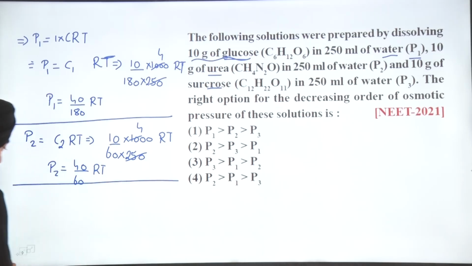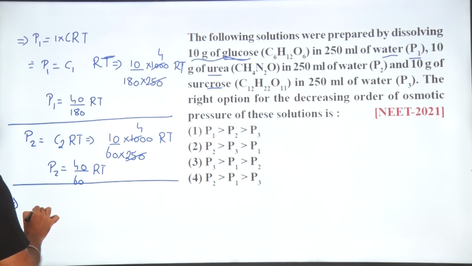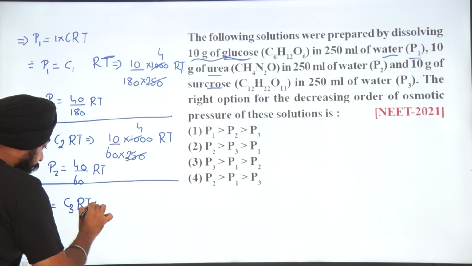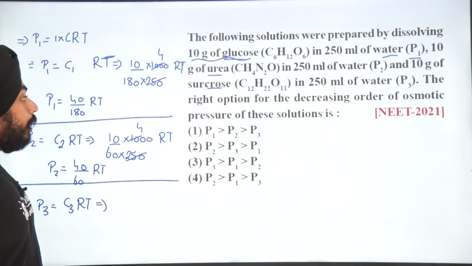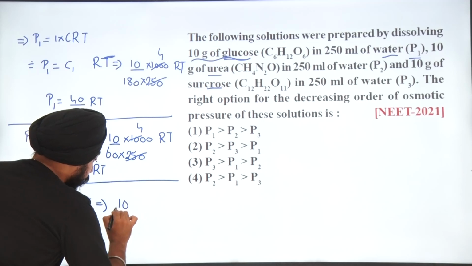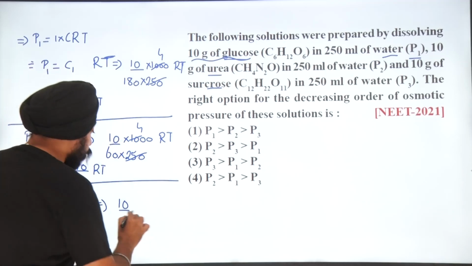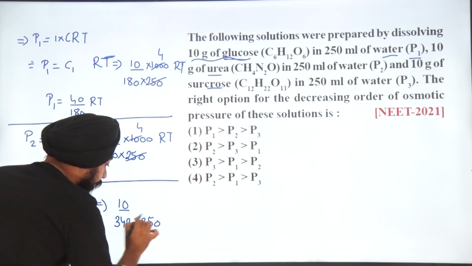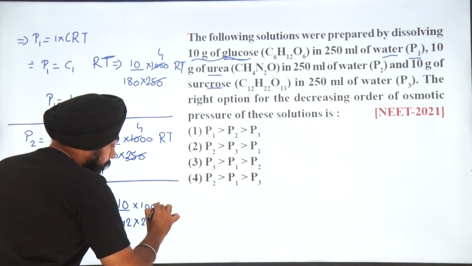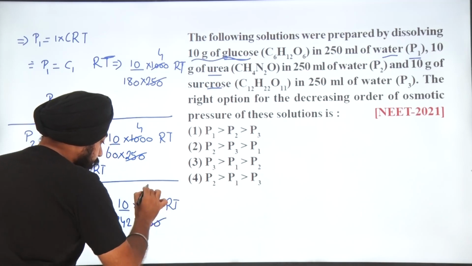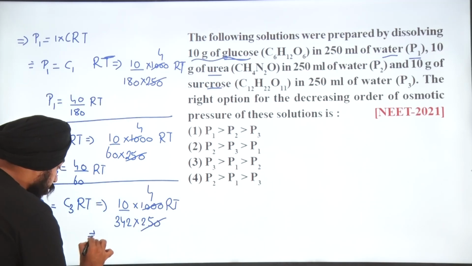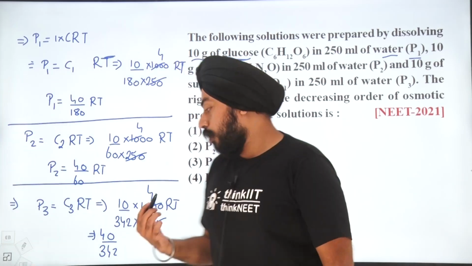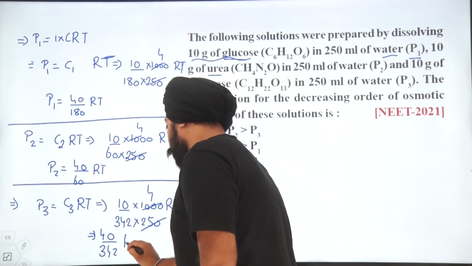Coming on to the third case, students. The third case is P3 equals, i again will be 1. So this will be C3 RT, right? Concentration can be written as mole by volume again. So this will be 10 by molecular weight of sucrose, which is 342 grams, right? So 250 divided by 1000 goes to the numerator and gets multiplied. This much RT. This gets cancelled out. This will be 4. So this will be 40 by 342 RT.